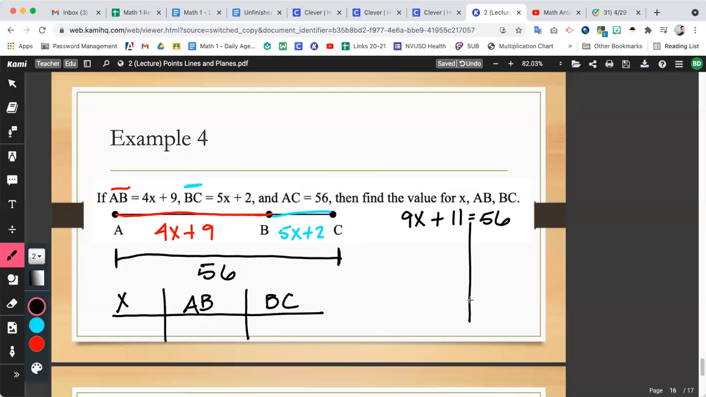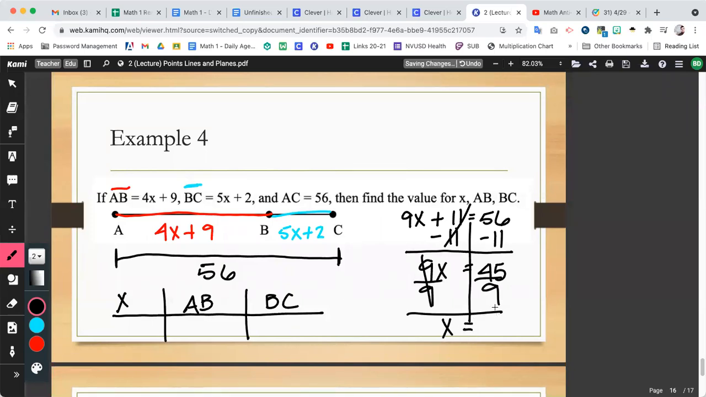Okay, let's work backwards. So I have to get rid of +11. How do I do that? -11 from both sides. Okay, we have to keep it balanced. 9x comes down. 56 take away 11 is 45. And now this says 9 multiplied by x equals 45. How do I get rid of multiply? Divide by 9 on both sides. Okay, so x equals, and what is 45 divided by 9? 5. Okay, so that's one of my answers. x is equal to 5.